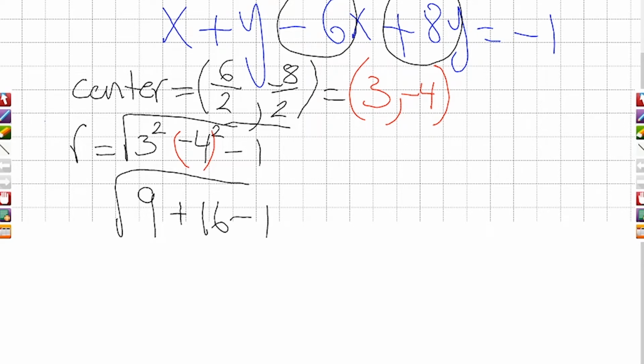Minus negative 1. Equals. Use a different color. Go ahead. 9 plus 16 equals 25. Plus 1 is 26. So that's your answer.